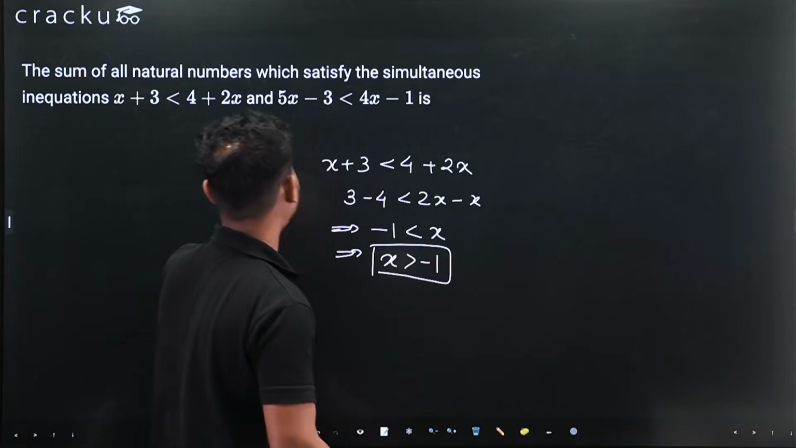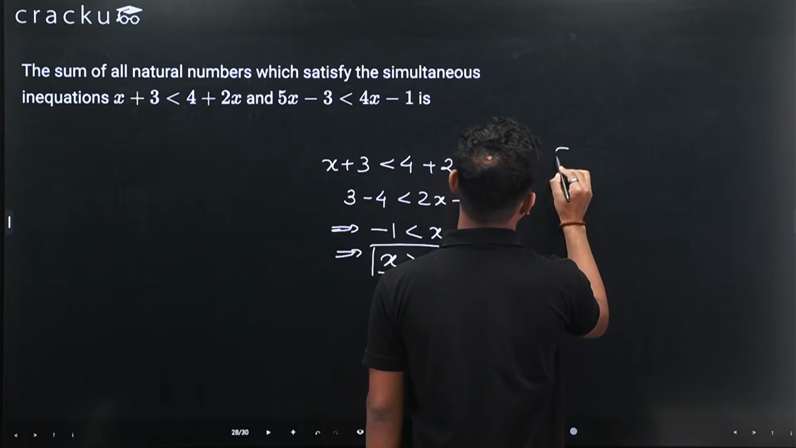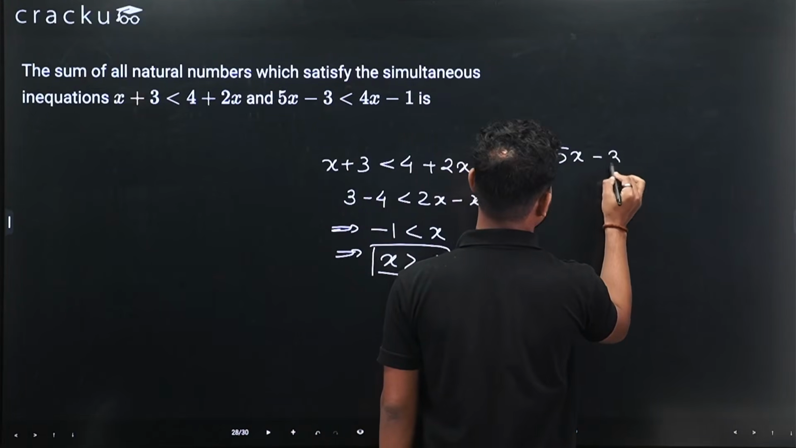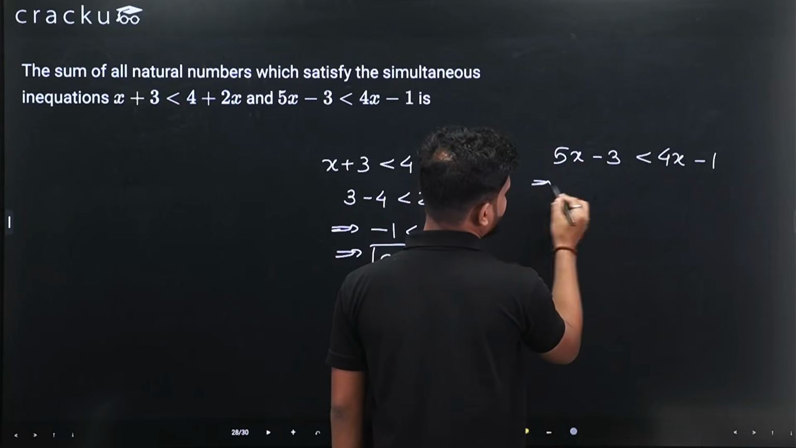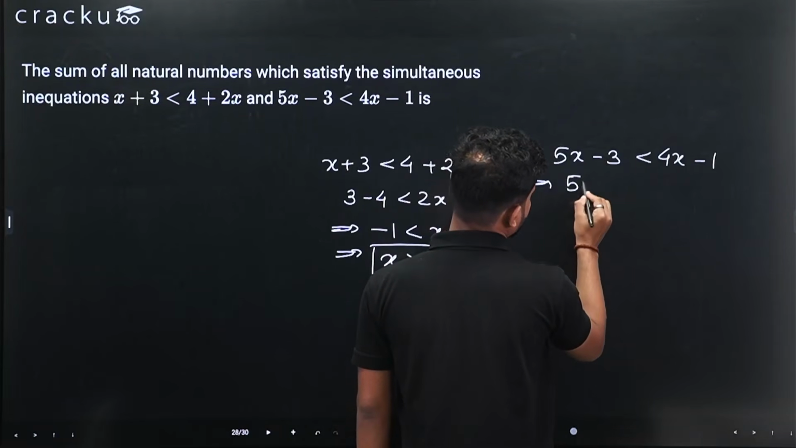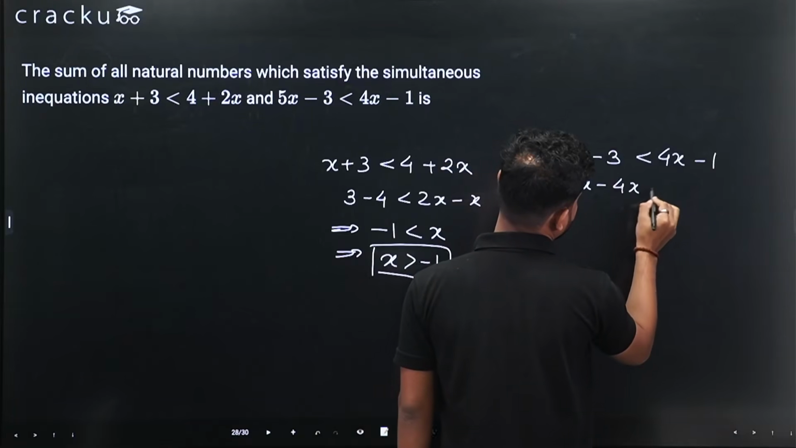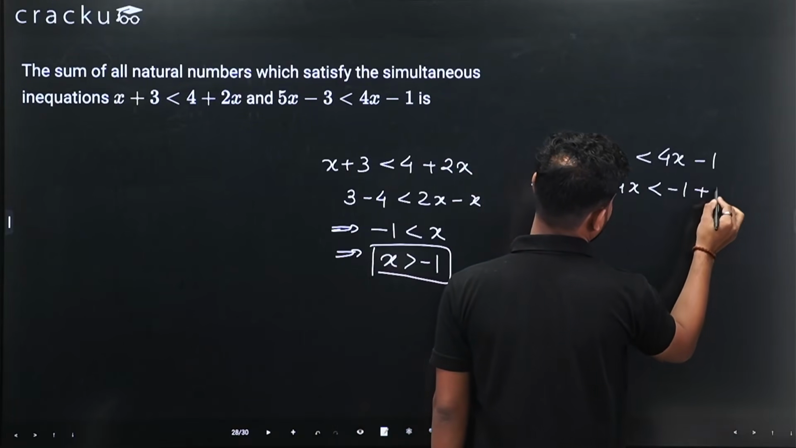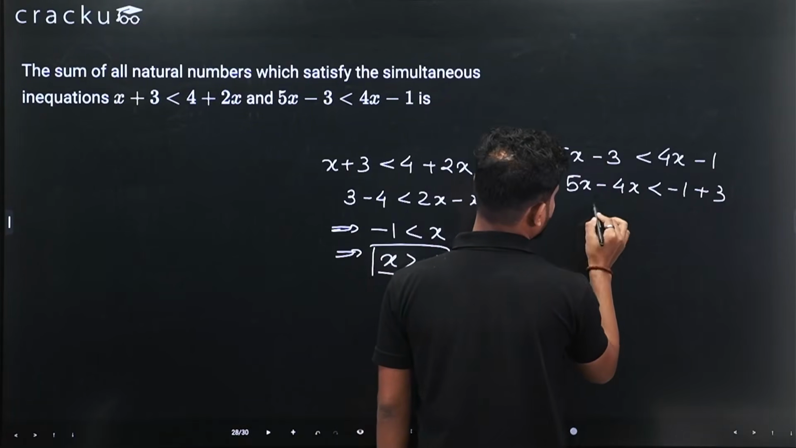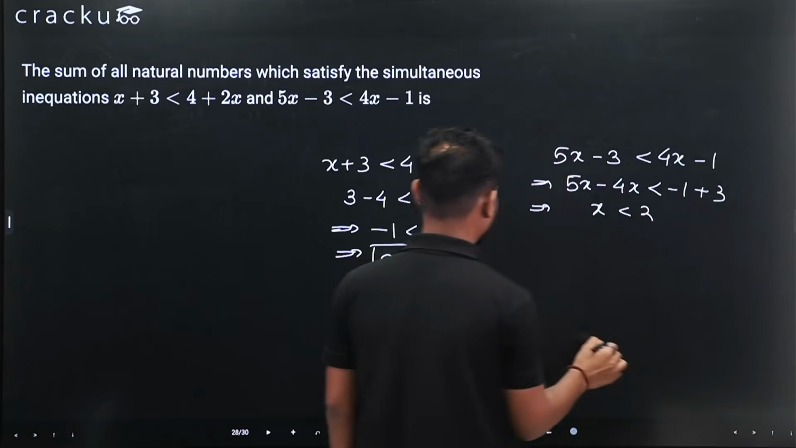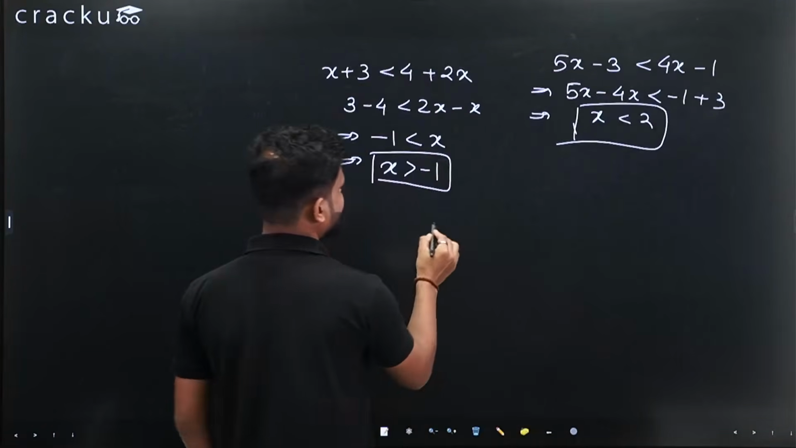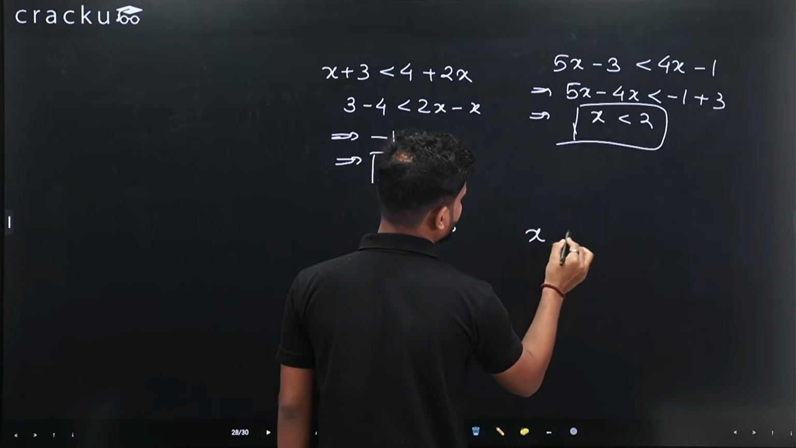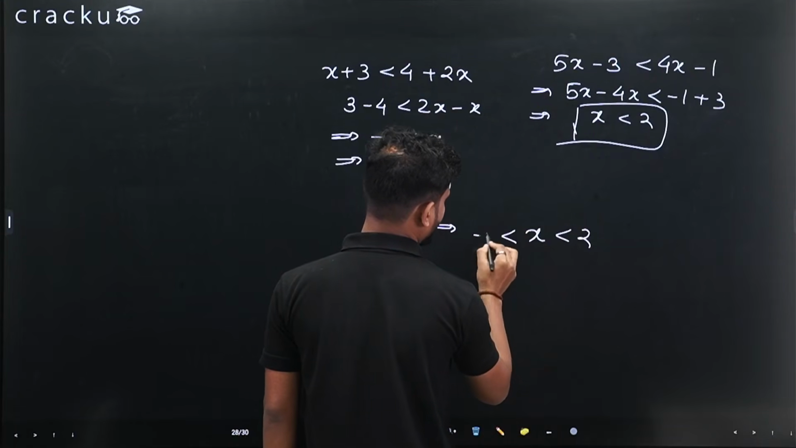Correct? Now, here you have given 5x minus 3 is less than 4x minus 1. From here you can take 4x here. So 5x minus 4x is less than minus 1 plus 3. So x is less than 2. You got two things: x is greater than minus 1, x is less than 2. Combine these things. You get x less than 2 and greater than minus 1.